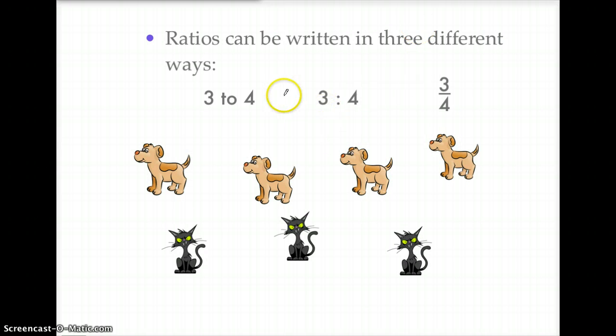Ratios can be written in 3 different ways. For this scenario, we can say 3 to 4, 3:4, or 3 over 4. And this is all acceptable. All 3 ways are acceptable. As you can see, this one looks like a fraction. They are similar to fractions in many ways, but they are not the same, and here is why.